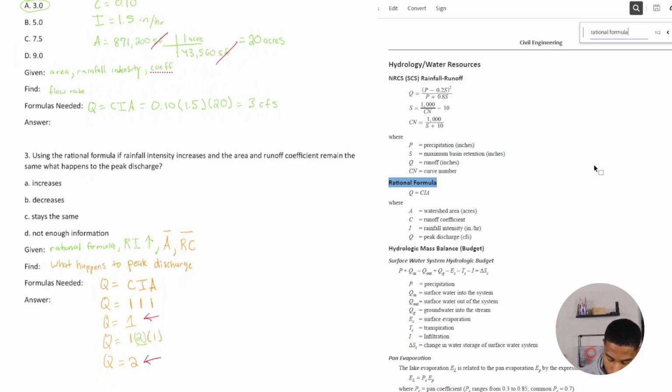So if we were to increase our rainfall intensity and leave everything else the same, the peak discharge is going to increase as well.